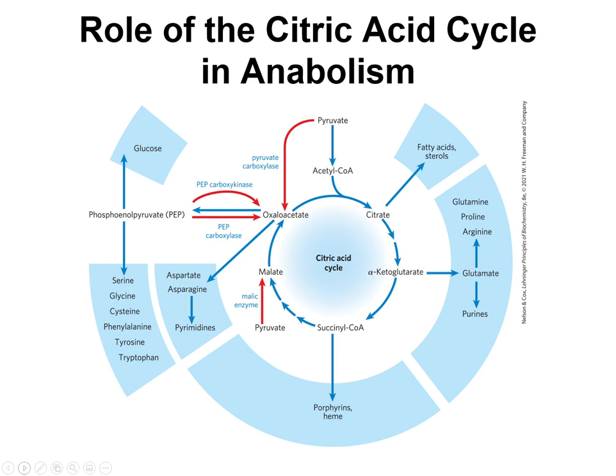So here's the breakdown of how the citric acid cycle fits into anabolism, so building up all these molecules. Citrate can actually be used to make fatty acids and sterols. You can use alpha-ketoglutarate to make glutamate, which can then be used to either make more amino acids, or you can make purines. So that ties into nucleic acid synthesis, right? Succinyl-CoA, we're talking about porphyrins and heme.